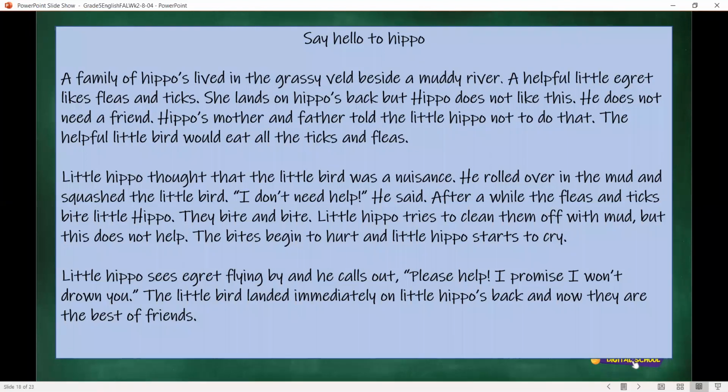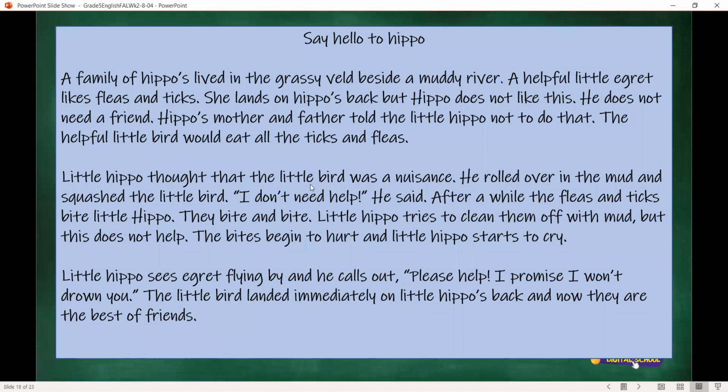So we know it's about a little family of hippos. We know it's about little hippo. We know it's about a little bird, and we know the little bird eats ticks and fleas. Now we want to continue the story, so we need to go on to the second paragraph. Between paragraphs, you always leave a line open. Only one line though, okay? You always leave one line open.